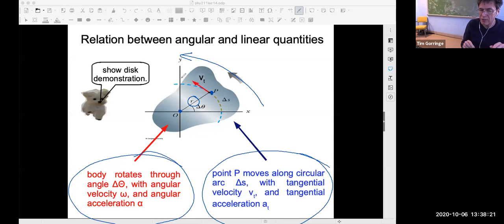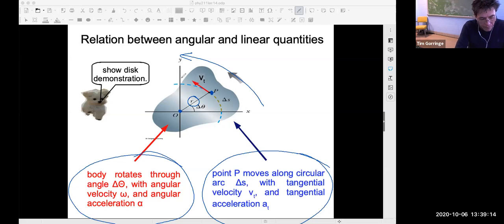Or you could think about an individual point, a location on the object, and its linear motion, its distance traveled, its tangential velocity, its tangential acceleration. You'll notice I've started to use this word tangential: distance around the arc, tangential velocity, tangential acceleration. I'm doing that because I want to be clear that I'm thinking about a point on a rotating object, and about the coordinates that describe that point's motion. That's why I'm careful about using the words tangential velocity, tangential acceleration, circular arc.